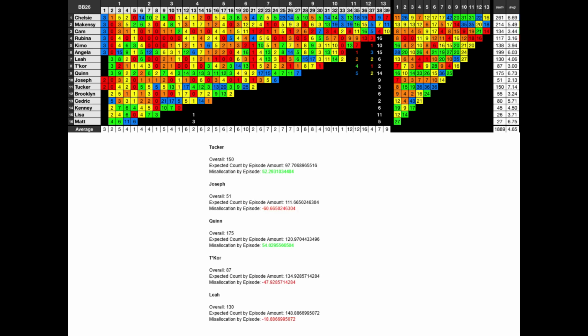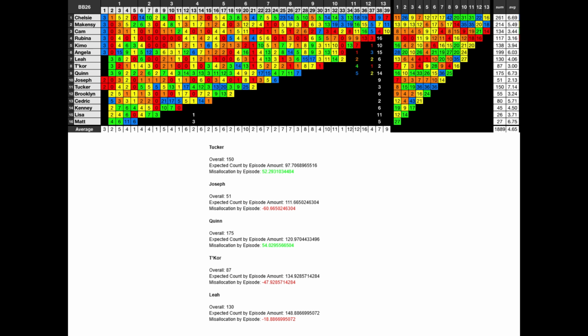Tucker has 150 diary rooms, and he also has an expected count by episode amount of 97.7. This causes him to have a misallocation amount of 52.29. So this essentially means that he got a third more diary rooms than he should have, or 1.5 times the amount of diary rooms that he should have. And this really isn't shocking just based off the mess he created in the season. And things will get more imbalanced as we go through these next several people.